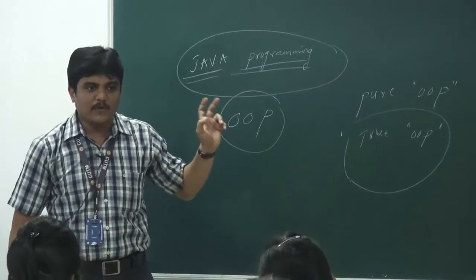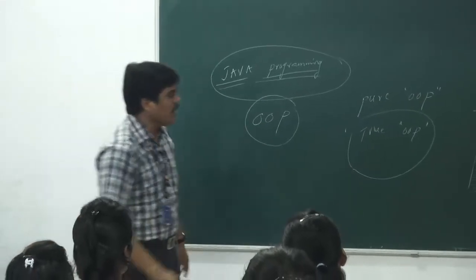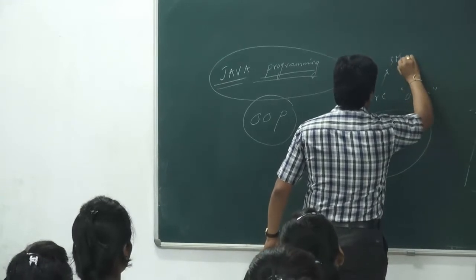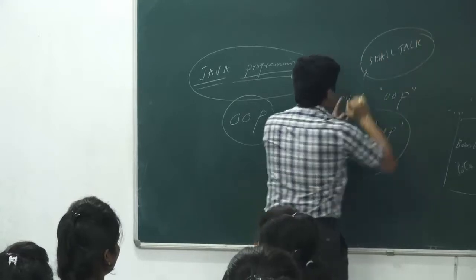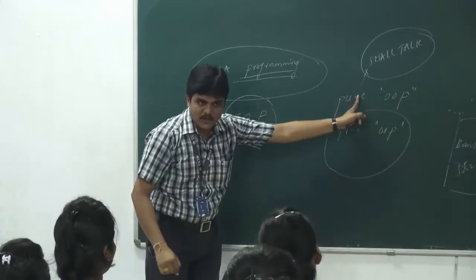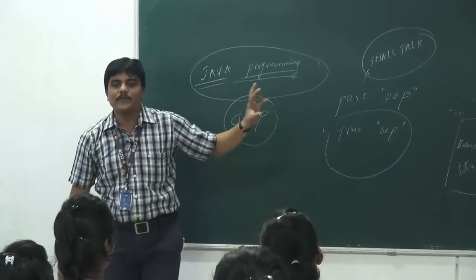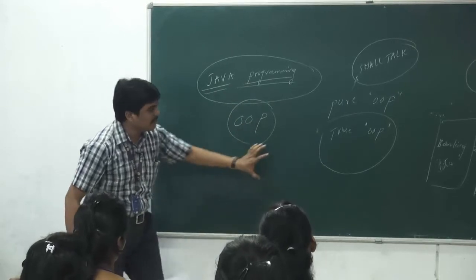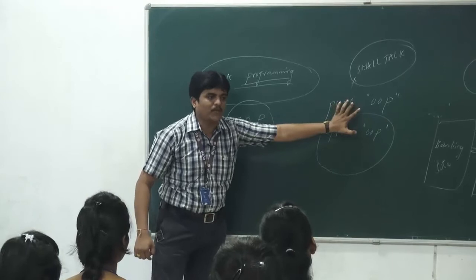Among object oriented programming languages, there is only one pure object oriented language, and that is Smalltalk. Languages like C++, Java, and .NET come under true object oriented programming languages. So our Java programming is true object oriented programming only, not pure object oriented programming.